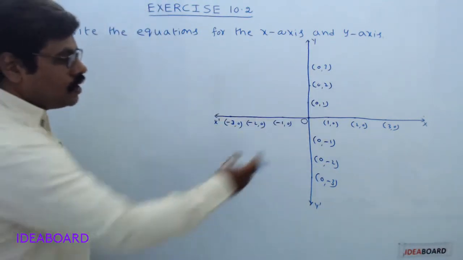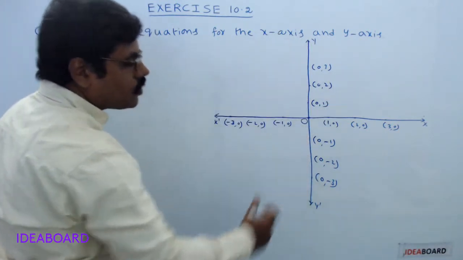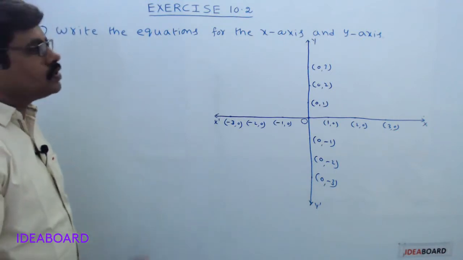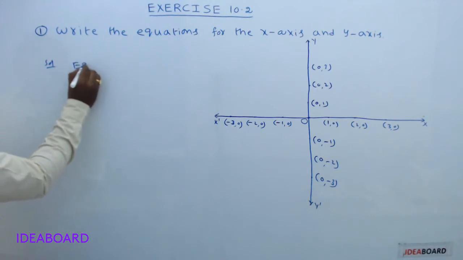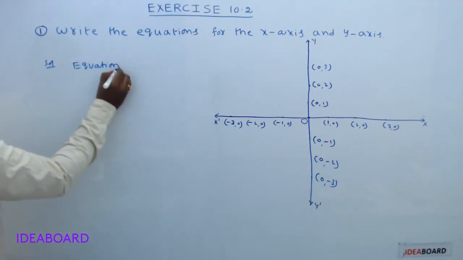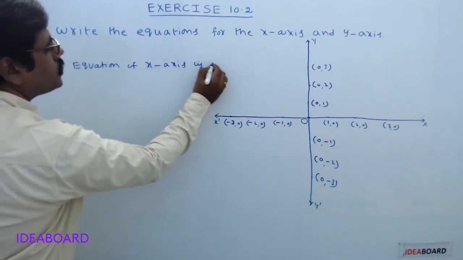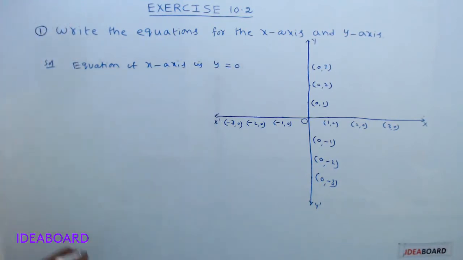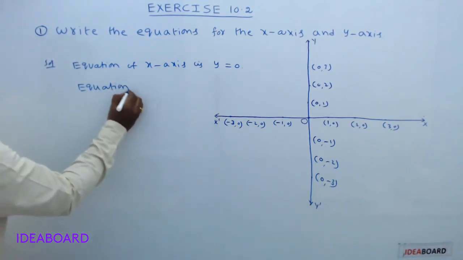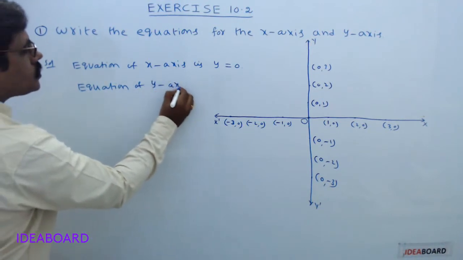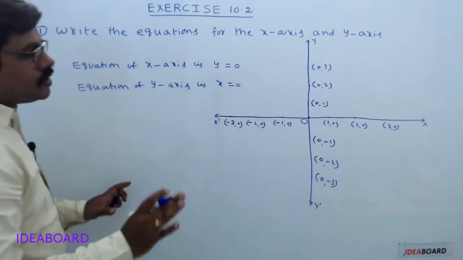So what is the answer? Equation of x-axis is y equals to 0. Equation of y-axis is x equals to 0. That's it.